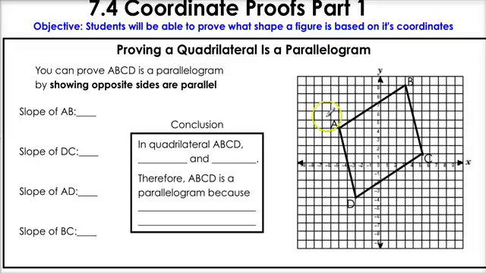So if I know the coordinates of all 4 points of a quadrilateral, how can I prove that it's either a parallelogram, rectangle, square, or rhombus? We're going to go through that.